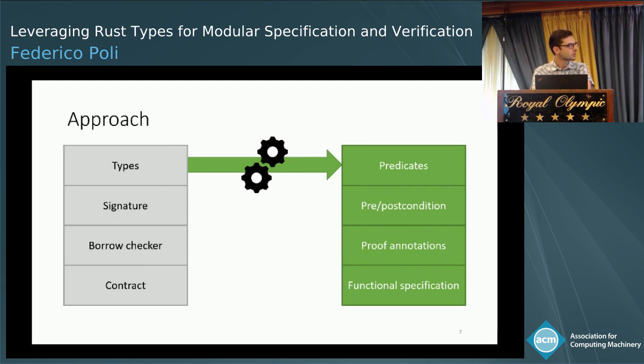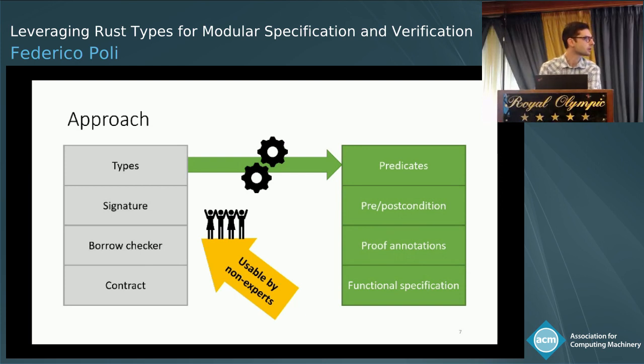So notice how in this approach, the user only has to know what happens at the Rust level. The types, the signature, the borrow checker are something that are already known by the developer, and the contract can be expressed using Rust expressions.